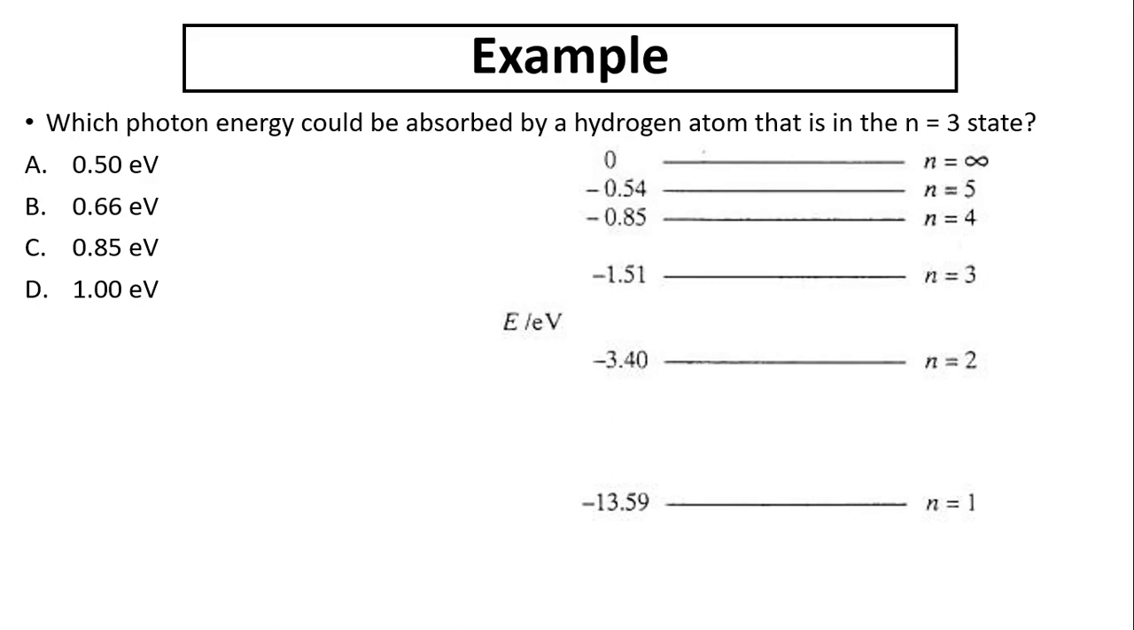Which photon energy could be absorbed by a hydrogen atom that is in the n equals 3 state? So here is the n equals 3 state. It can absorb energy, say, in order to go to 4. How much energy needs to be absorbed? That will be 0.66. So how did I get 0.66? I use negative 0.85 minus negative 1.51. I have 0.66 to go from 3 to 4. All the others don't match anything, so this is the only one that matches.